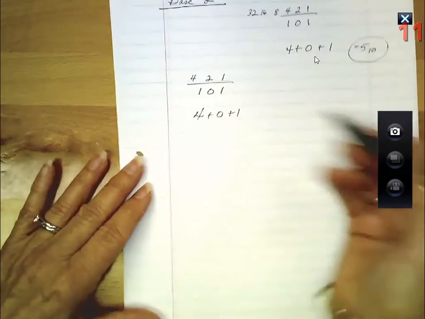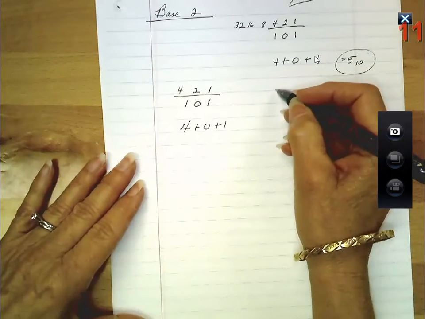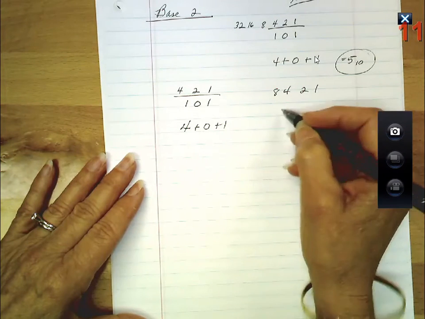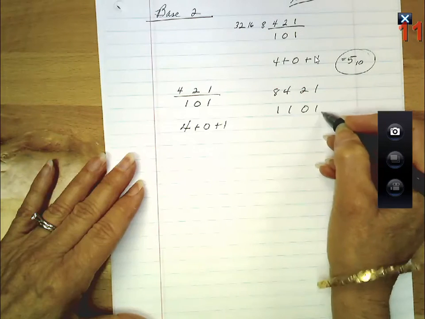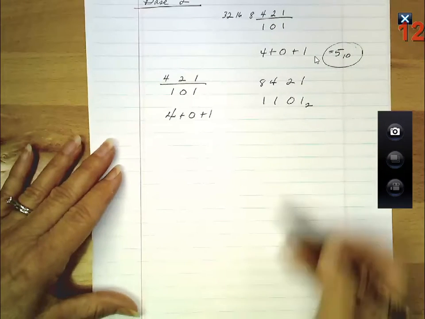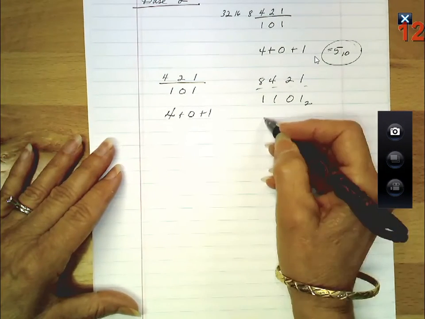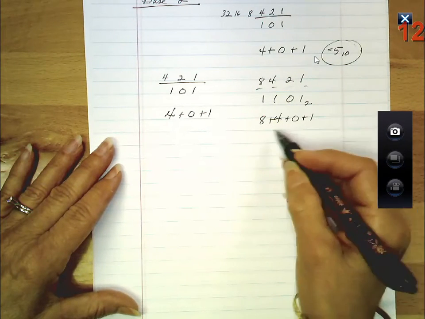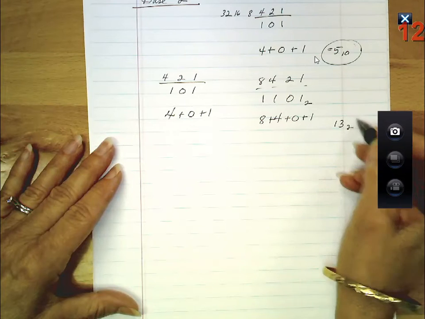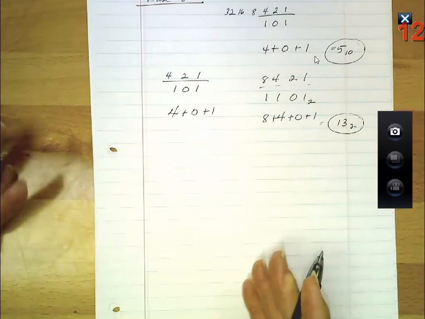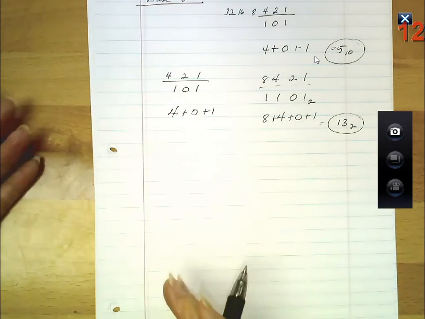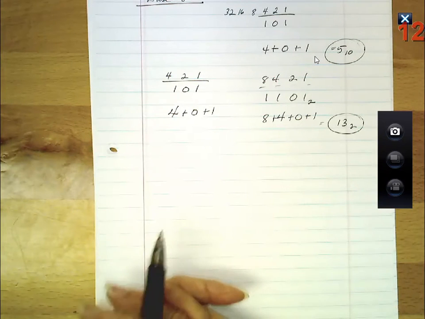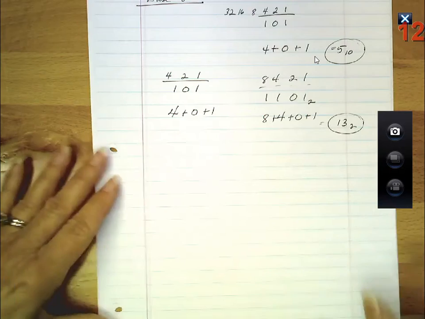Okay, sorry about that. Let's say we have an 8, a 4, a 2, and a 1, and we got 1101 in base 2. And we want to change it into base 10. We have one 8, one 4, and a 1, so it's 13 in base 10. And like I said, unless you're going to program computers or something, you won't ever have to use this. But it's just something to expand your mind.